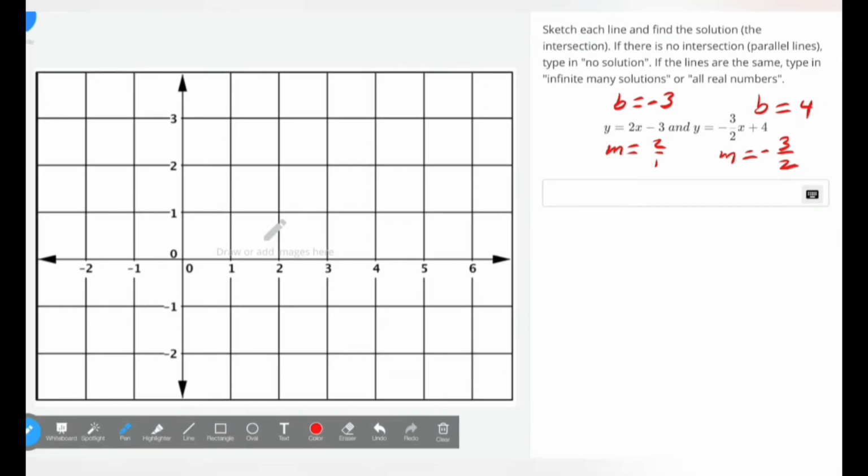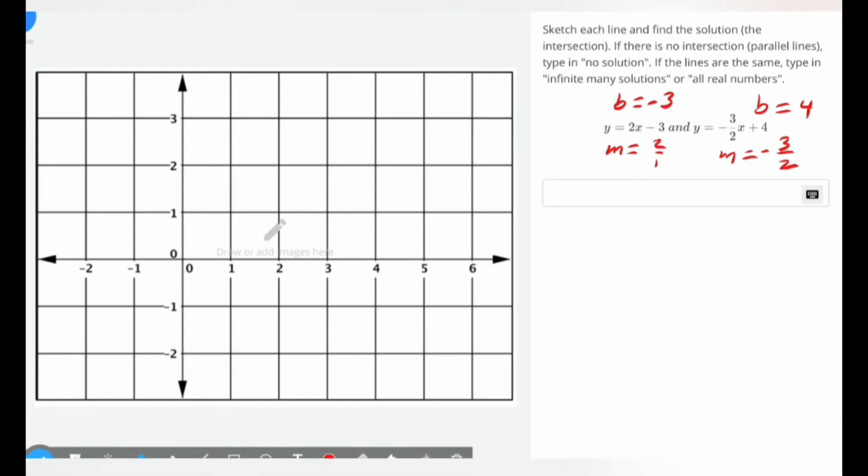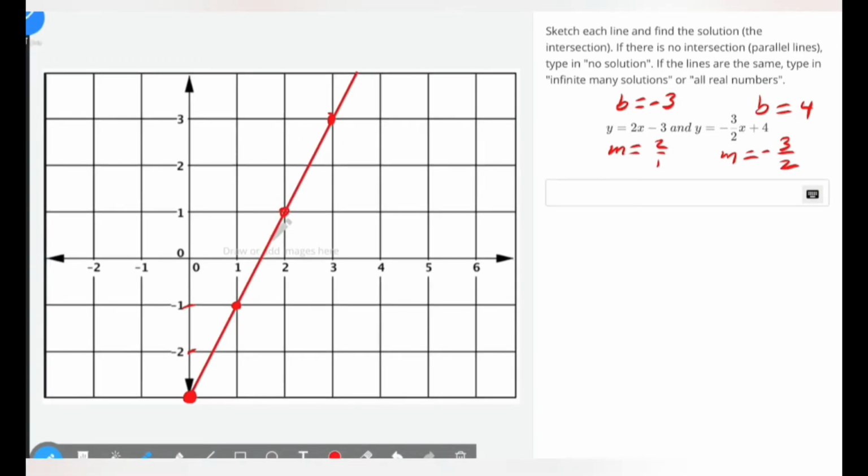Let's grab the first line. Always start at the B, the y-intercept. Okay? So line 1, B is negative 3, which is right here. From there, you go up 2 over 1. Then you sketch a line. And then I just go ahead and label this y1. Alright, so I know that's the first line.